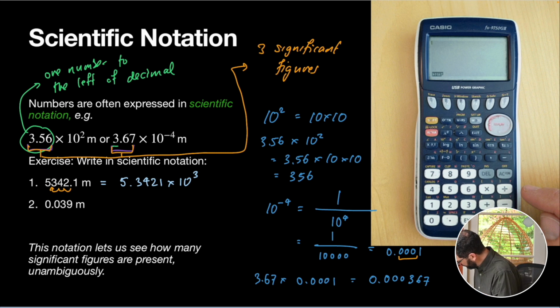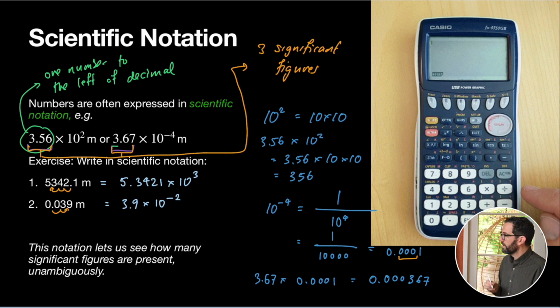And this next one will equal 1 digit to the left of the decimal place, 3.9, times 10 to the power of, well, let's see how many places the decimal point had to move this time. The decimal place moved 2 steps to the right, so it's going to be 10 to the power of negative 2. One of the nice things about this is it lets us see exactly how many significant figures we've got in an unambiguous way.